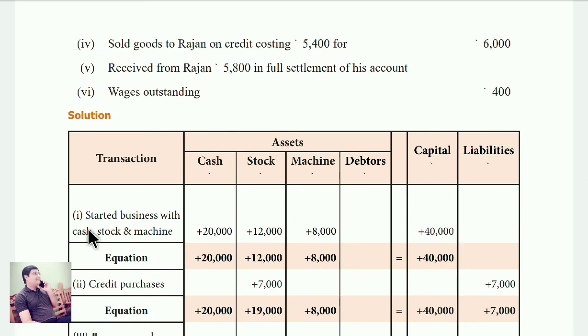See this. Started business with cash, stock and machine. So you invested cash 20,000, stock 12,000 and 8,000 for machinery. Add all these three items. So how much you invested? 20 plus 12 plus 8. So 40,000 you have been invested. This total 40,000 you are writing in the capital. Same way, put the line, full total margin, then write the total assets.